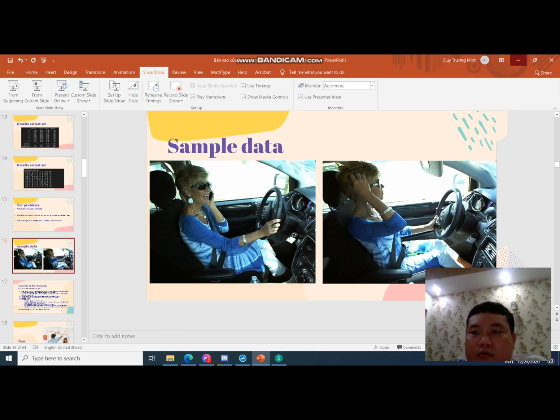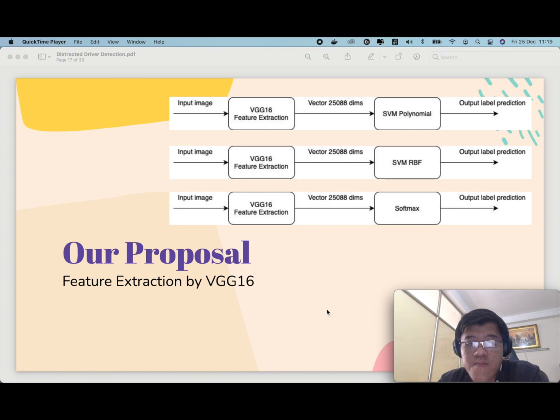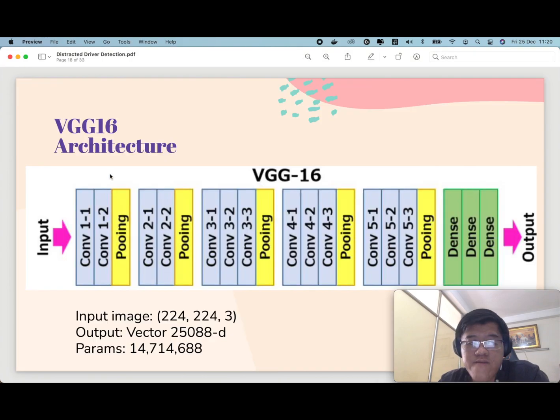It's Phúc. Hi, I am Phúc. Because of the problems that Duy said before, we choose VGG16 to do feature extraction. In this design, we choose feature extraction with classification, and in classification we use SVM. Here we use a polynomial kernel and an RBF kernel, and the last one is softmax. This is the VGG16 architecture.